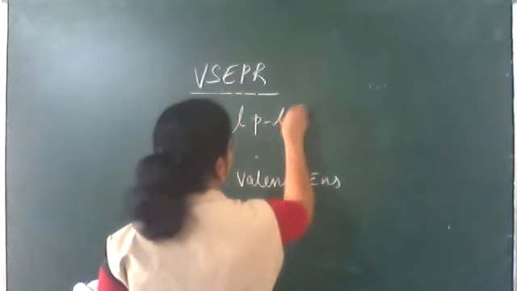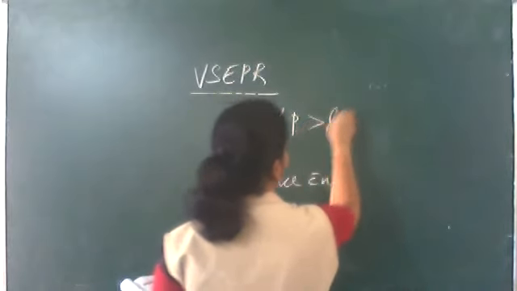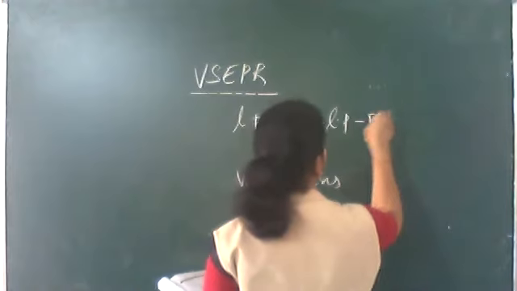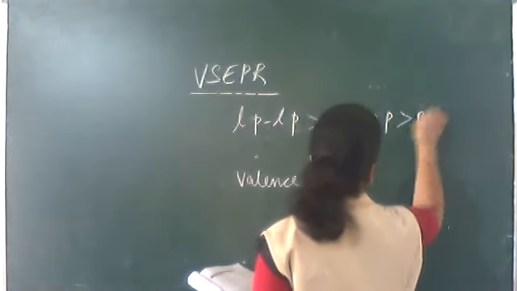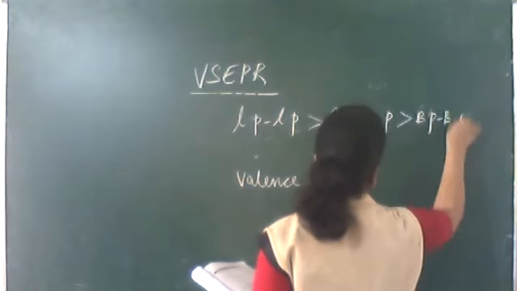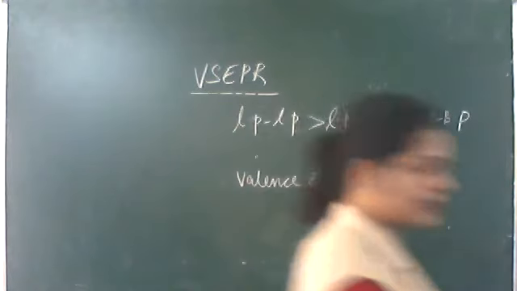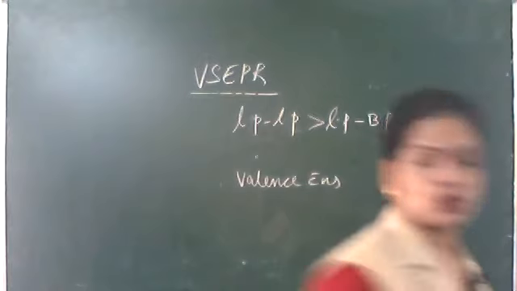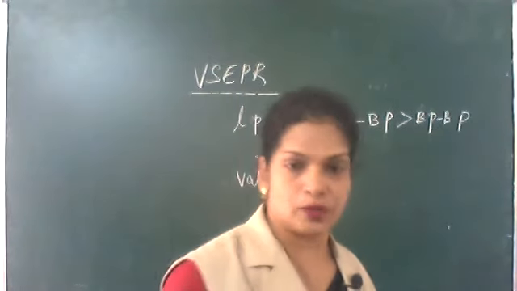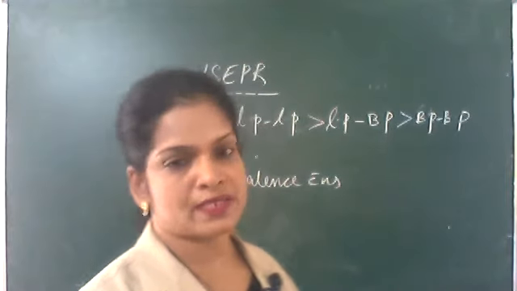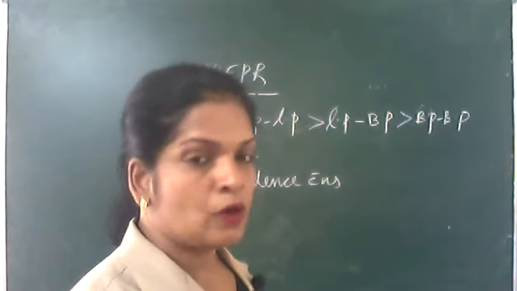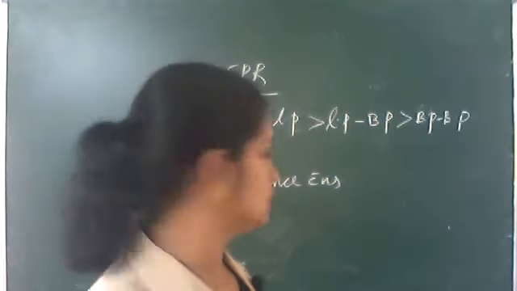Lone pair-lone pair repulsion is greater than lone pair-bond pair repulsion, which is greater than bond pair-bond pair repulsion. Lone pair means the electron pairs which do not take part in bond formation. Bond pairs means those which are already in the bonding state, that line. Lone pairs we show with dots.